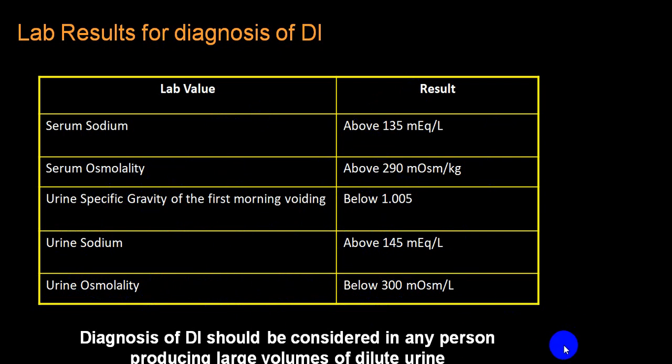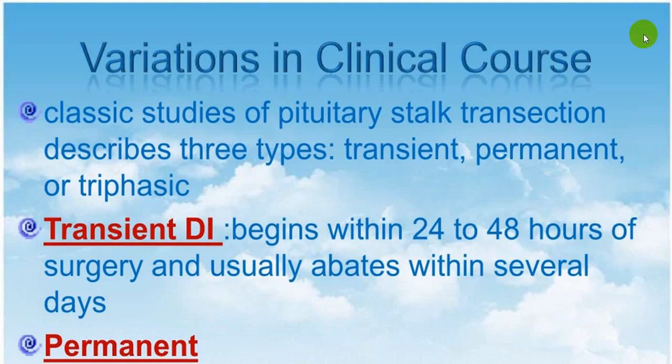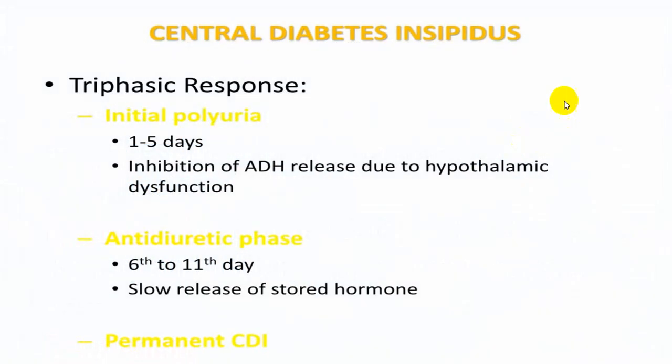If you calculate the urine volume, the person will be passing a very dilute urine in large quantity, about 3 ml per kilogram per hour. This is particularly so where a person gets damage to the pituitary gland stalk, transection, meaning in a post-surgical case, wherever the person has undergone a surgery and there is a transection of the pituitary stalk, you will get 3 stages: transient variety, permanent variety, and triphasic variety. You will have 3 different types.